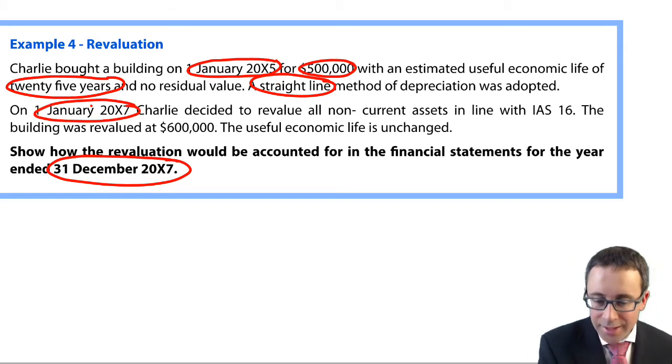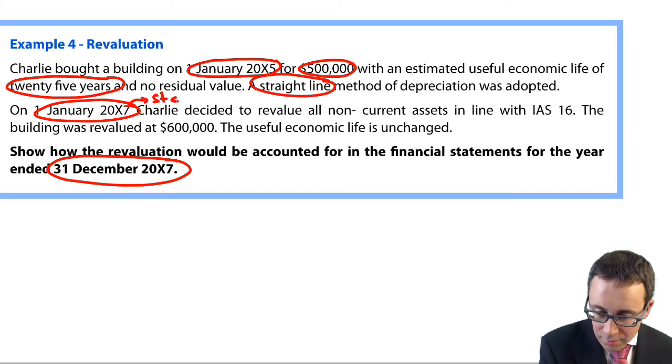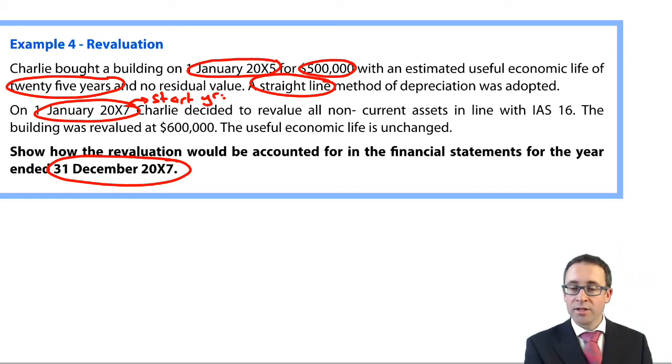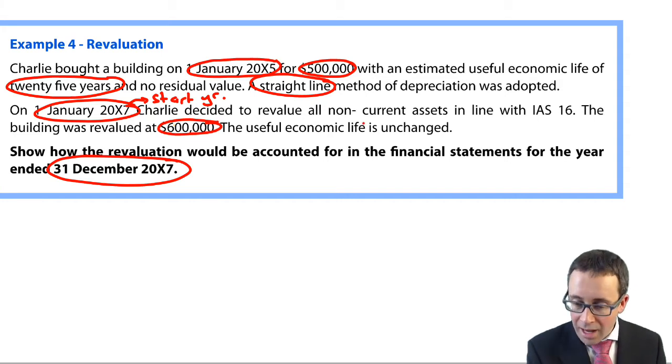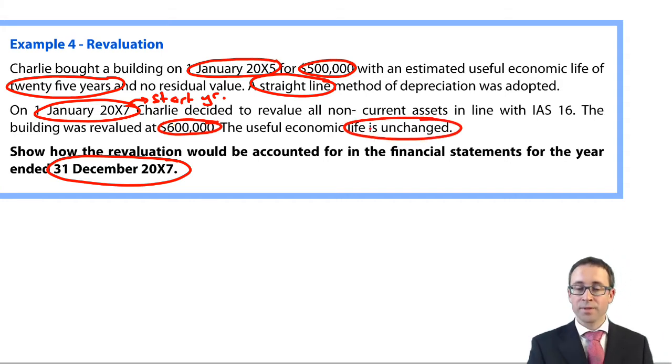1st of January 20X7. So is that at the start of the year? We decided to revalue all non-current assets in line with IAS 16. The building was revalued to 600, and the life is unchanged. So I need to work out the carrying value of the asset to then compare that to this fair value of 600,000, and then that 600,000 is going to be depreciated over the remaining life. What is the remaining life?